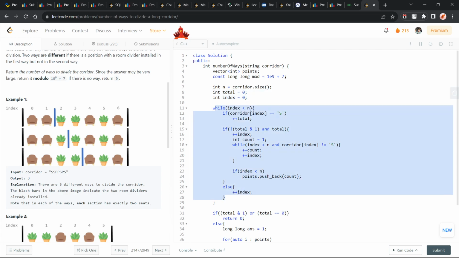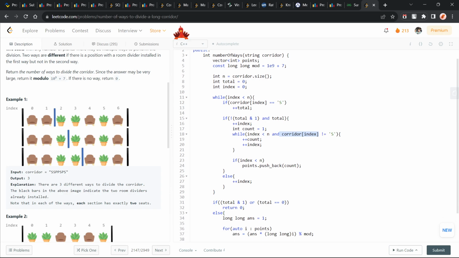So while index is less than n, I am going to execute this loop. As soon as I find that at the current index I have a seat, I am going to increment my total value, and if total is even and total is a non-zero value, in that particular case, I would increment my index, and then I want to count the number of ways. So count will be initialized with 1, and while index is less than n and corridor of index is not equal to another seat, I'm just going to increment my count and index as well.